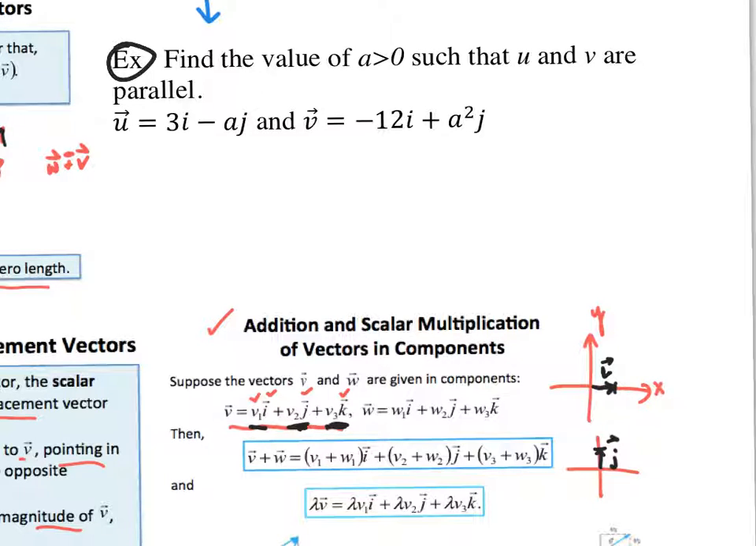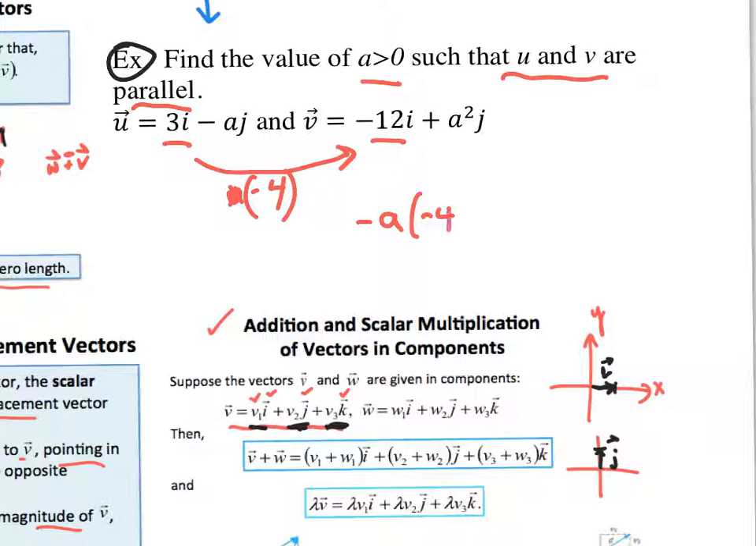Find the value that a is greater than 0 such that u and v are parallel. So to be parallel, that means that their components have to be multiples of each other. So if I look at this, how do I get from this 3 to this -12? Well, I can do a scalar. I know that they're parallel, so I need one multiple of another. I know that I multiplied this by -4. Let me put a dot there. So I multiply by -4 to get from one to the other. So that means that if I take -a and multiply it by -4, I better get out my a squared.